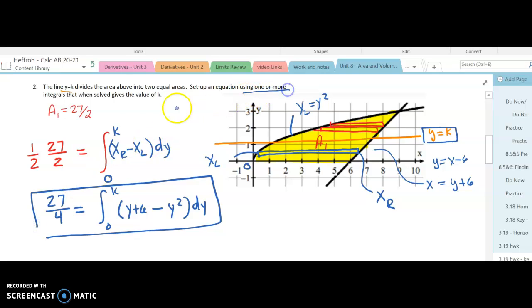That would be an integral involving one or more integrals that when solved would give us k. Of course, there's other options. We could go from 0 to k and have this integral equal from k to 3. Both of these would be y plus 6 minus y squared. Either is fine. That's how we would solve a problem like this.